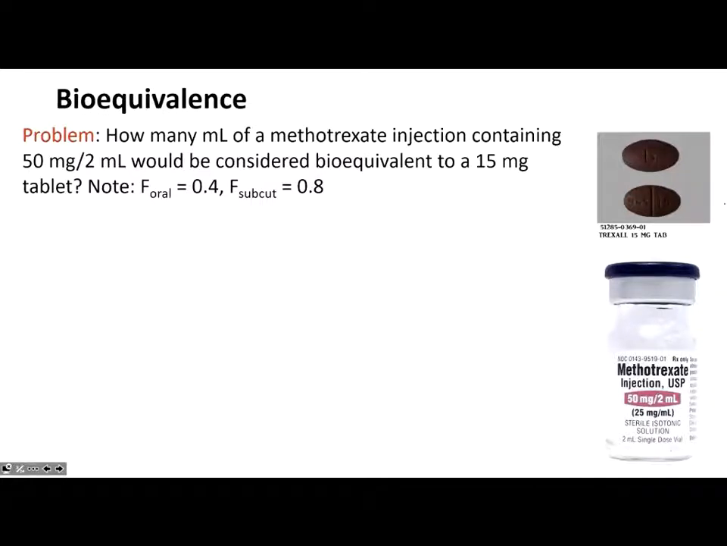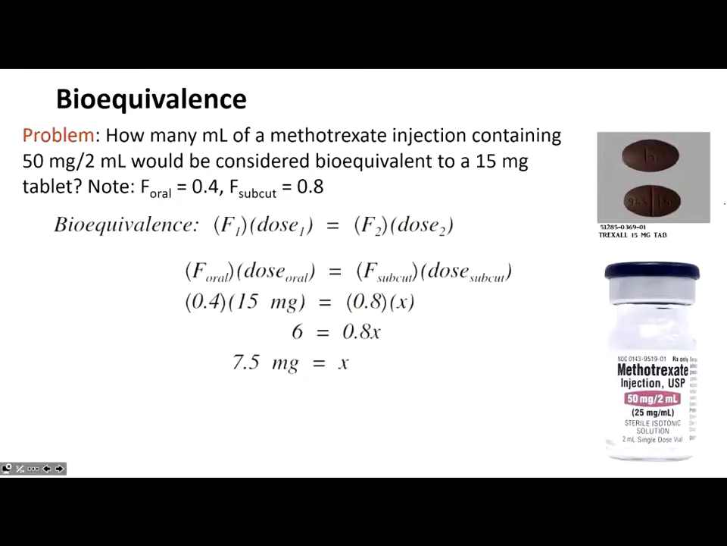I've given you the F values, and the idea here with bioequivalence is that the actual dose that reaches the blood is the same from the 2 different dosage forms. To say that, we would say the F times its dose given would equal the F times the dose given. All right, so those two would need to be equal in the case of bioequivalence. So let's just set this up. We'll start off with the oral dose. The F for the oral dose we said was 0.4 in the question, times the dose of the tablet, which was 15 milligrams.